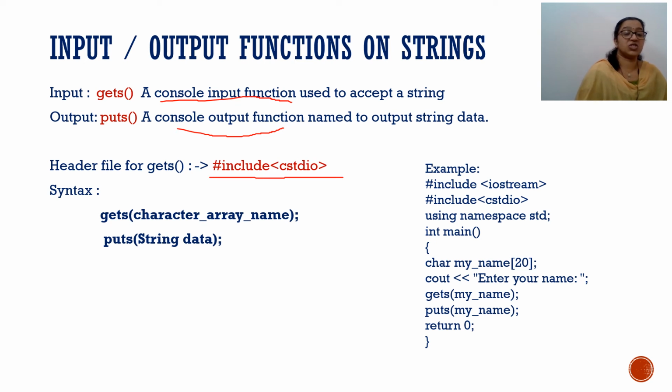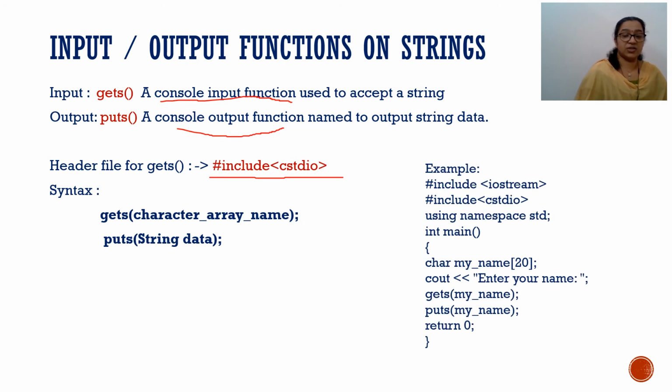Then puts, string data. For puts, in the bracket, we can use the array name or we can directly use the string by putting double quotes. So both are possible. Clear? Now see this example.